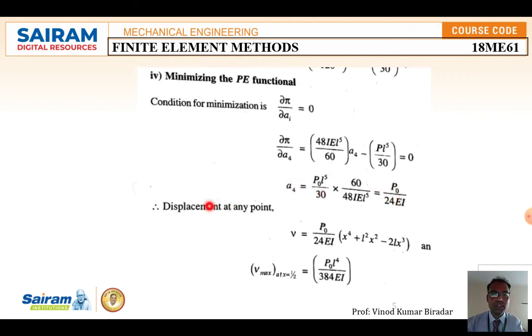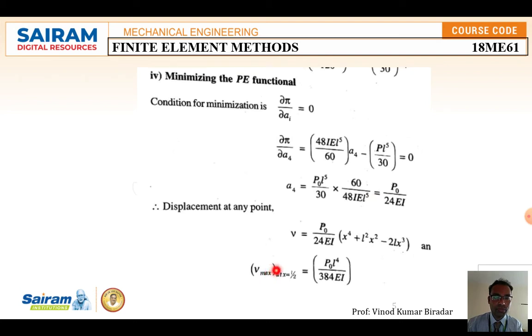But we know that the displacement at any point for the given fixed beam is equal to what? Displacement u is equal to P0 by 24 EI, into (x⁴ + L²x² − 2Lx³). So we know the A4 value, and we want the middle position, so you have to substitute the A4 value.